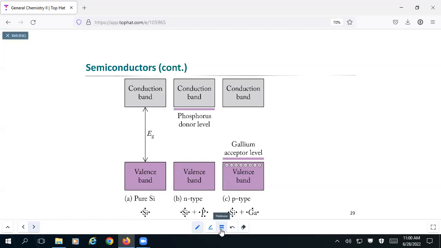So what does that look like pictorially? How do we get to that spot? Well, it looks kind of like this. Here is silicon. Silicon on its own does not conduct electricity very well. It doesn't really conduct it at all under most circumstances. And the reason why is it's got a decent sized band gap here.